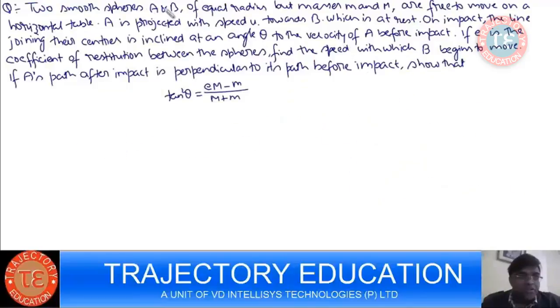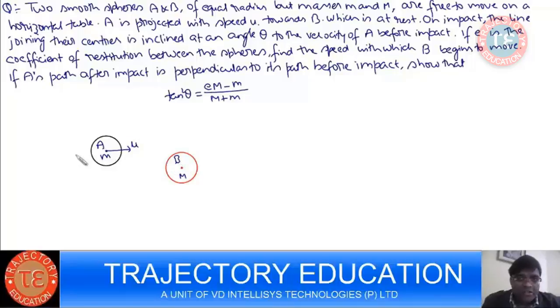I'll take an example, right? See this question. Two smooth spheres A and B of equal radius but masses small m and capital M are free to move on a horizontal table. A is projected with speed u towards B, which is at rest. Let me draw a side by side figure also. Now this smooth sphere A, mass small m, is moving with u, and this is B, capital M, which is at rest.